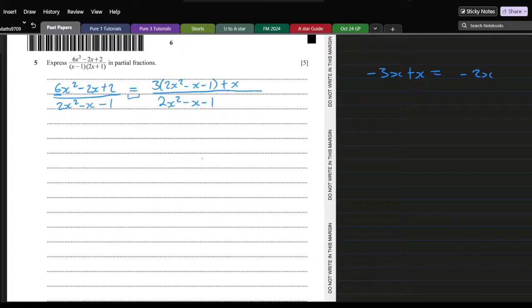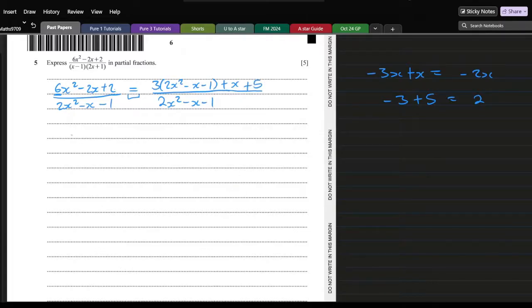And for the term independent of x, here we've got 3 times negative 1, which is negative 3. But on the left hand side we've got a 2. So it means we're going to have to add 5 for those to be equal. So we add 5 outside of the bracket.